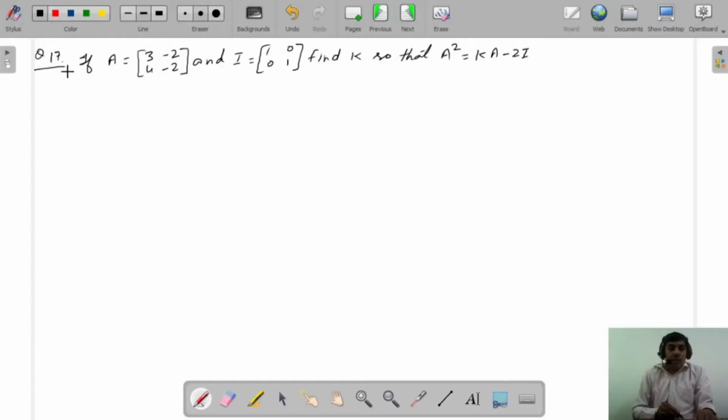Question number 17. If A is equal to [3, 4; -2, -2] and I is equal to [1, 0; 0, 1], find K so that A square is equal to K into A minus 2I, where K is a scalar and I is the identity matrix of order 2 by 2.